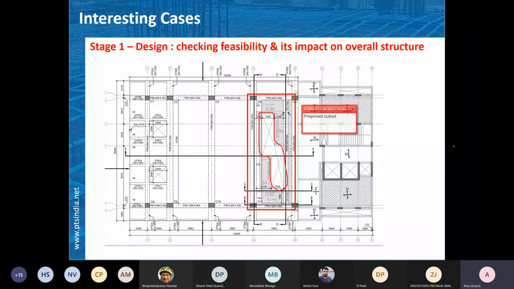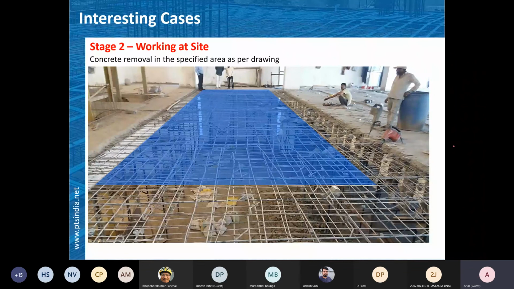So we tried to remove the concrete over there. The blue hatched zone is nothing but the proposed cutout part. We need to break the concrete a little more to take care of the anchorages and fixing those things. So that is why a little more part is broken.